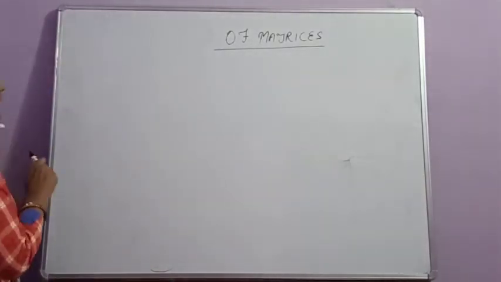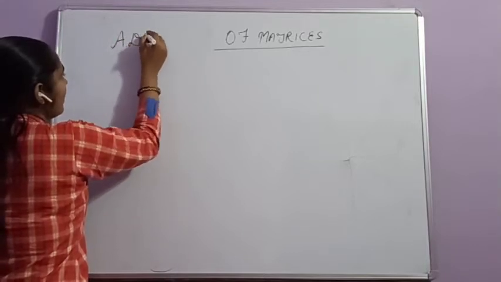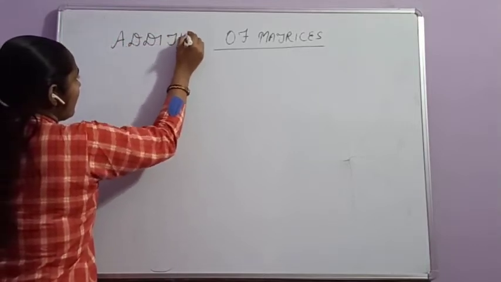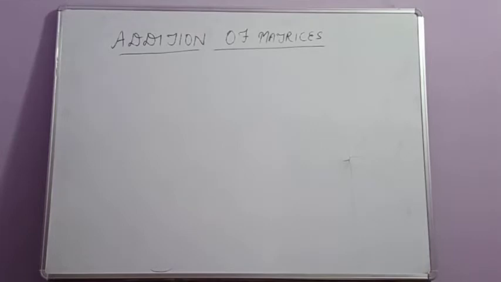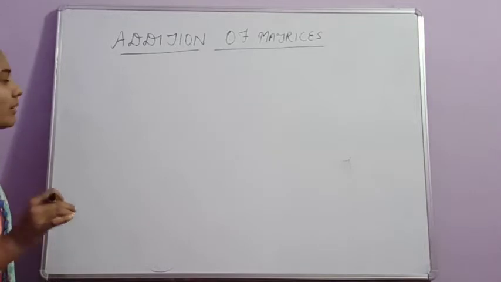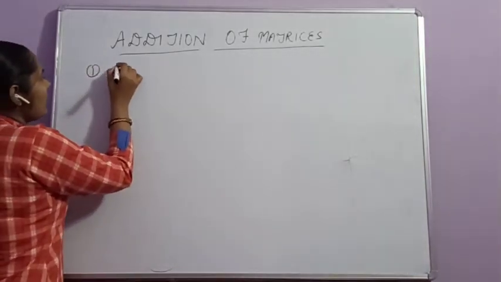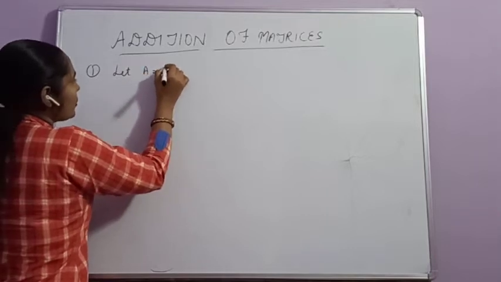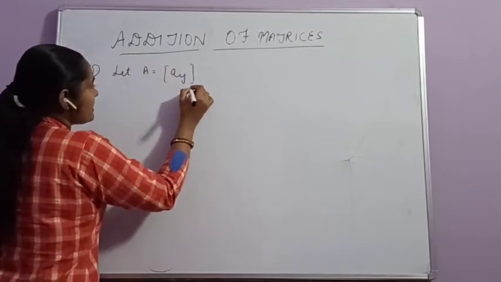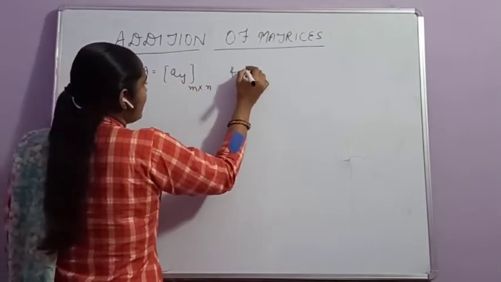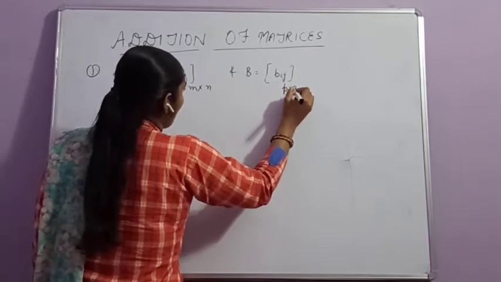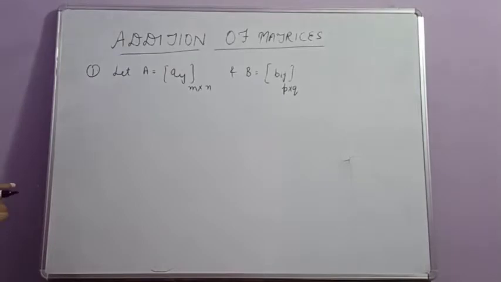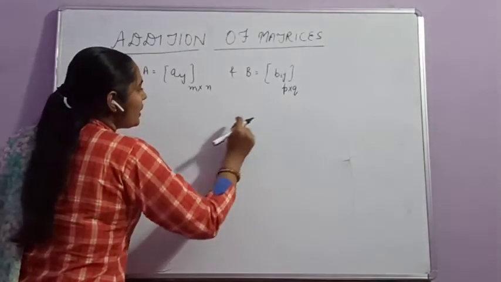Next is addition of matrix. Clear? For addition, the first condition is that the order of the matrices must be same. Clear? First, let matrix A be equal to a_ij elements with order m cross n, and B is another matrix with elements b_ij with order p cross q. A plus B is possible only when m cross n is equal to p cross q.